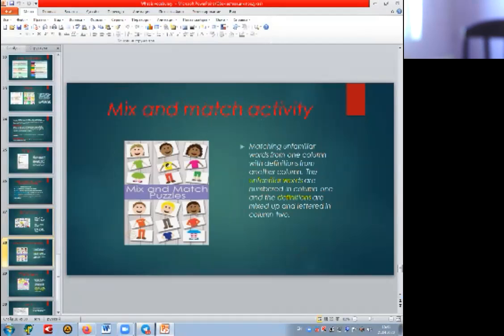Mix and match. What does it mean? You will mix unfamiliar words and definitions with each other and ask the students to match them. By matching, they try to find the meaning of the word or to guess the meaning of the word. And at the end of the game, you will correct the mistakes, or you will check. By checking, you will teach. And it may be an example of inductive teaching. Also, brainstorming is part of inductive teaching.